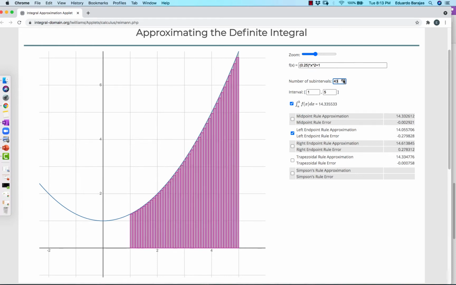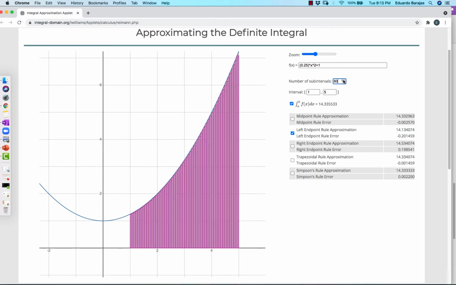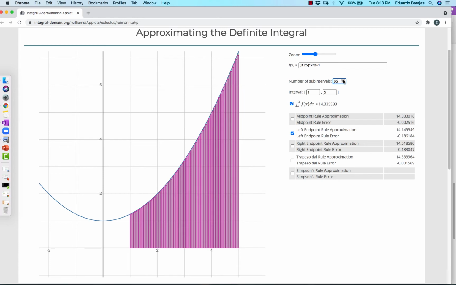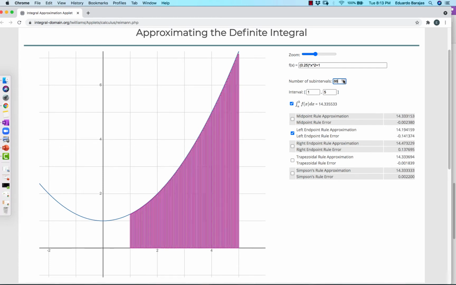And as I keep going, let's go up to 50. Okay, even better. Let's get really crazy here. Let's go up, up, up, all the way up to 99. I think it only stops at 99. Oh, that was 100. Look, at 100 rectangles, the sum of 100 rectangles is going to be a very, very good approximation to our real answer.